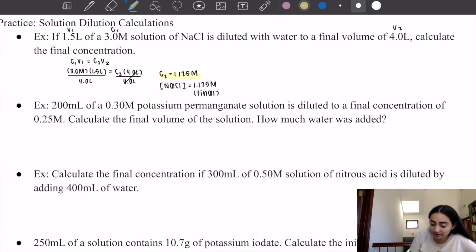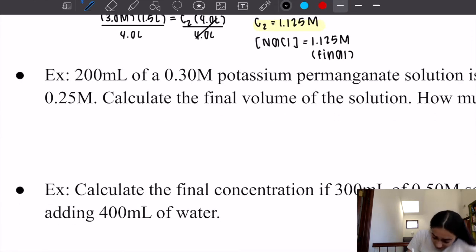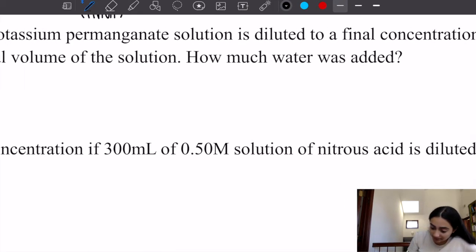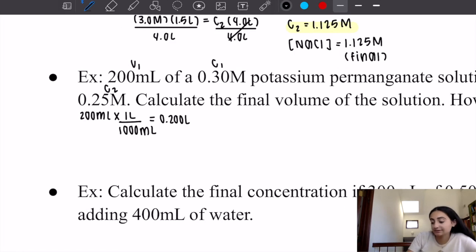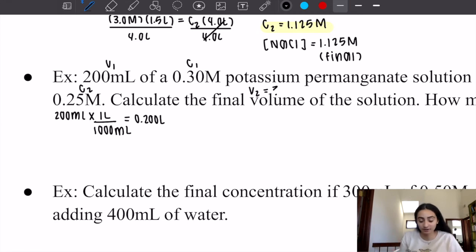Next, we have 200 milliliters of a 0.30 molarity potassium permanganate solution is diluted to a final concentration of 0.25 molarity. Calculate the final volume of the solution and how much water was added. Okay, so my first step, I'm going to convert my volume to liters. So I have 200 milliliters, and that is going to equal 0.200 liters. Okay, so I have V1, I have C1, and then it's diluted, and this is our C2, and it's asking us to calculate the final volume and also how much water was added, which means you're going to have to subtract our initial volume from our final volume.